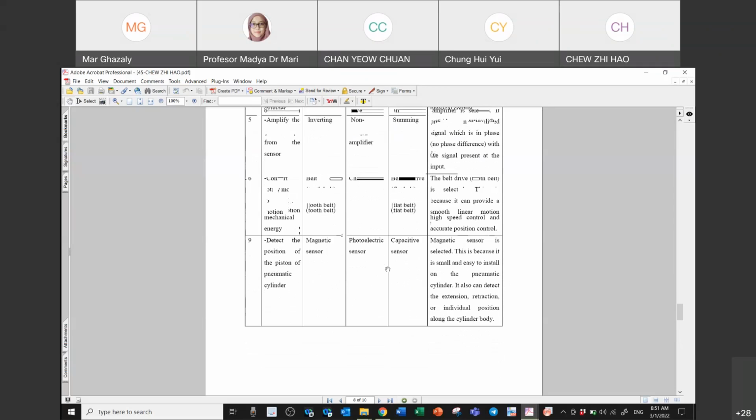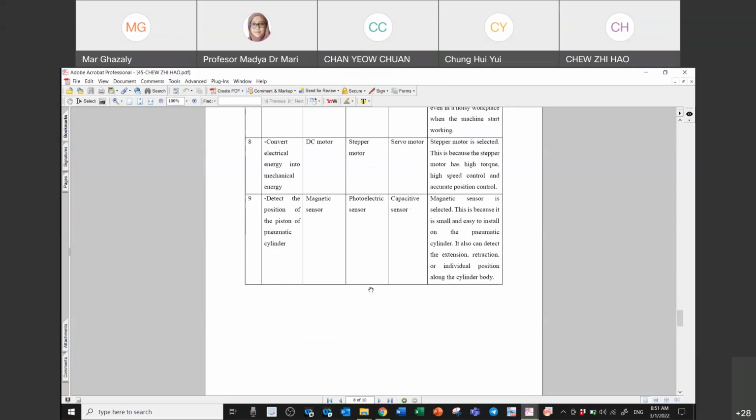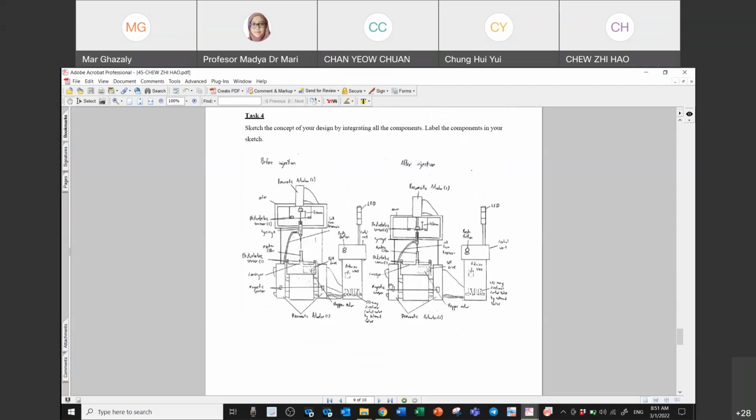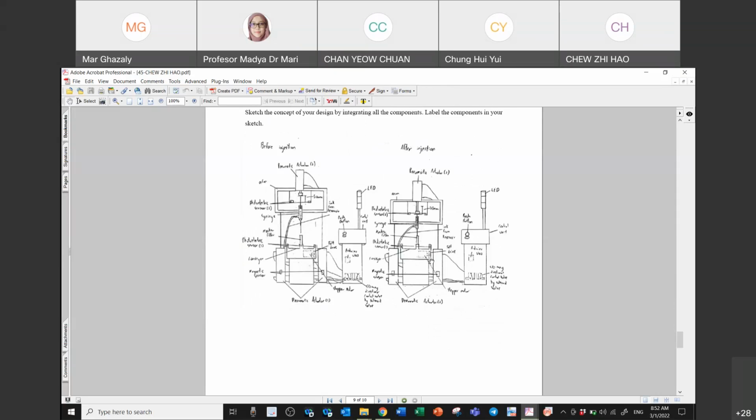Task 3 is almost everything is good except for a few list of options lah. Okay, task 4. Sketch concept of design by including all components. Okay, this one is important. Whatever that you explain in task 1, 2, 3, the keyword should be inside here. For example, if you talk about stepper motor, this one number 8, stepper motor is selected. So I'm going to search in your diagram over here, where is the stepper motor?